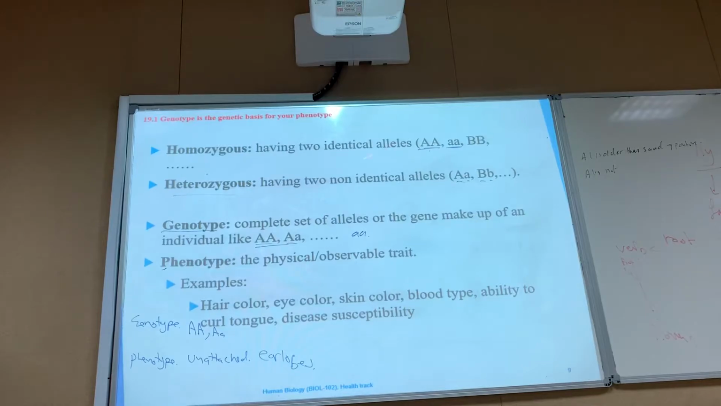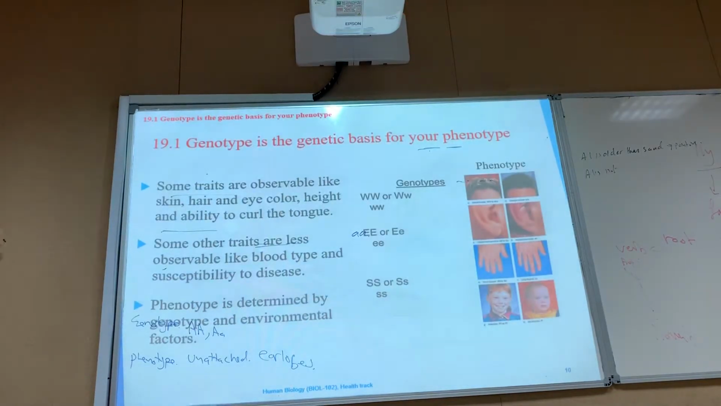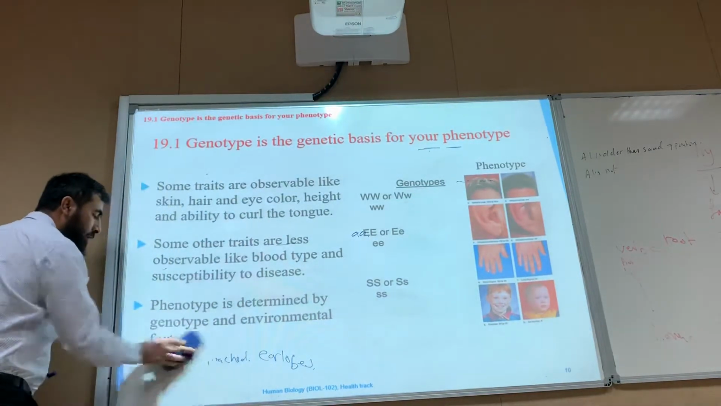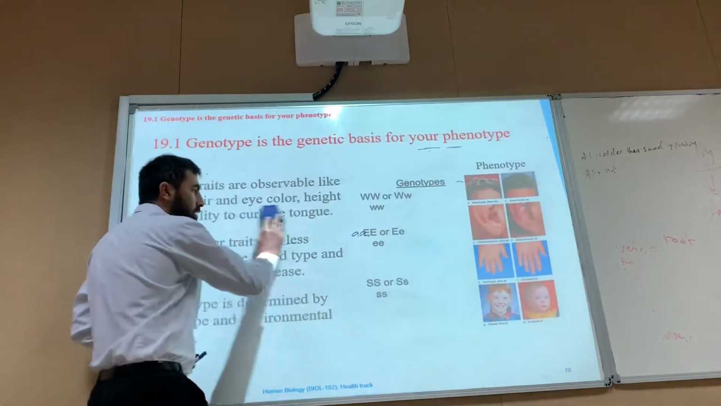Okay, so genotype is the basis for the phenotype. Genotype is the genetic makeup, like when we designate with capital or small letters, and the phenotype is the outward appearance. We say he's got black hair, he's got blue eyes, he's got attached earlobes, he's got unattached. This is the phenotype, okay? Now these are some of the common ones that we see in humans, and these are all complete dominance, okay?